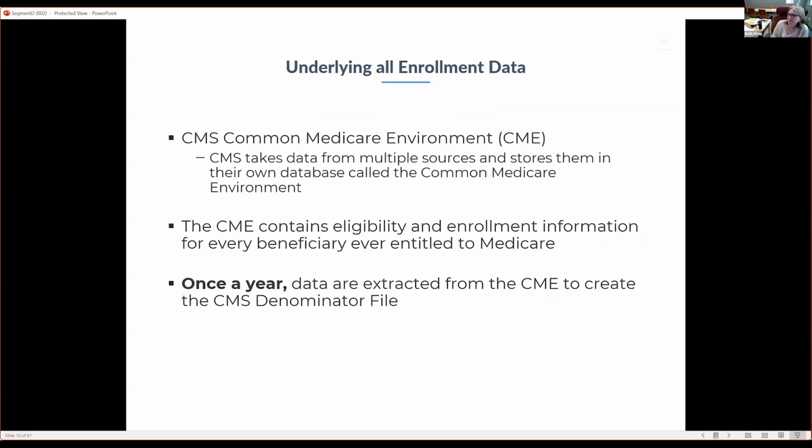The Common Medicare Environment is, again, taking data from a variety of sources. It contains eligibility and enrollment information, and officially they say every beneficiary ever entitled to Medicare. I don't know if that is true. We are not allowed to use it. It exists and it is the basis for pulling, but this is not something that any researcher can ever get access to, and it is not worth even asking about. But once a year, that is the big data system that CMS uses that is the basis for the CMS denominator file and the Master Beneficiary Summary File.